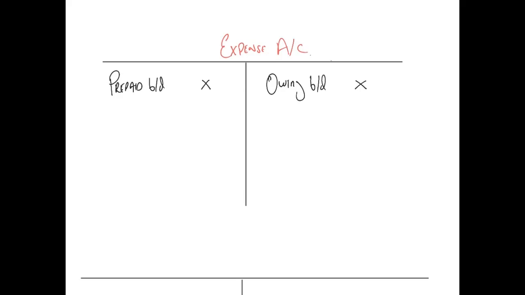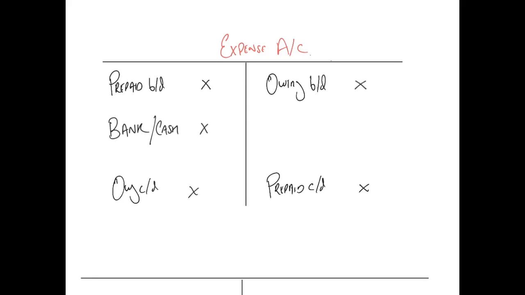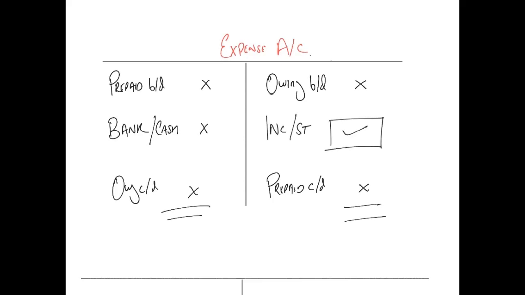It's very possible that you have both in one question, or it's possible that you only have either prepaid or owing. Then whatever we pay, we record that on the debit side as bank or cash, because this payment is recorded as a credit in the bank or cash account. Okay, and then similarly, if there's a prepayment at the end of the year, that goes here as prepaid carried down, and if there's an owing at the end of the year, that goes here as owing carried down, and that way you have your income statement value, which is the aim of making this account, can be calculated through this.